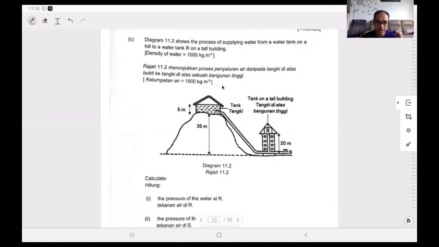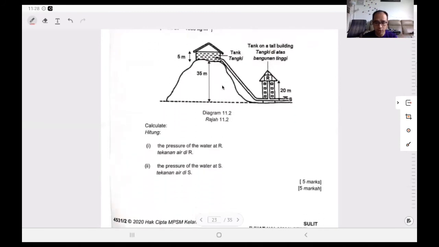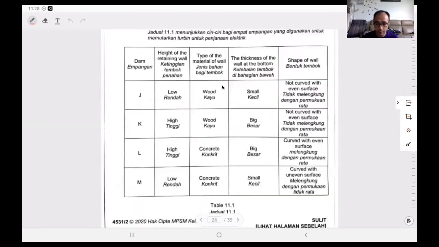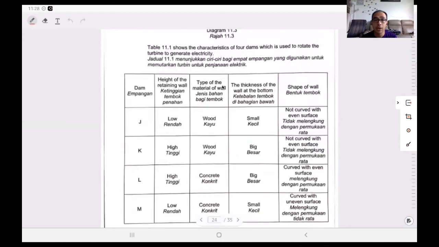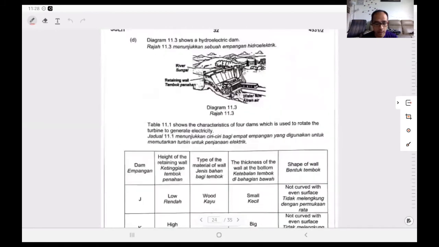Okay, question C is a calculation question, which I don't want to cover today. I want to cover this. Okay, so this is a dam question, hydroelectric dam. Ada kaitan dengan pressure and pressure in liquid. So let's take this into account. Pressure is this, pressure in liquid is this.